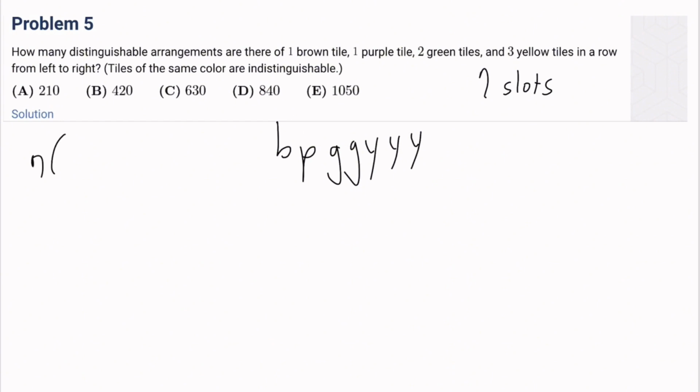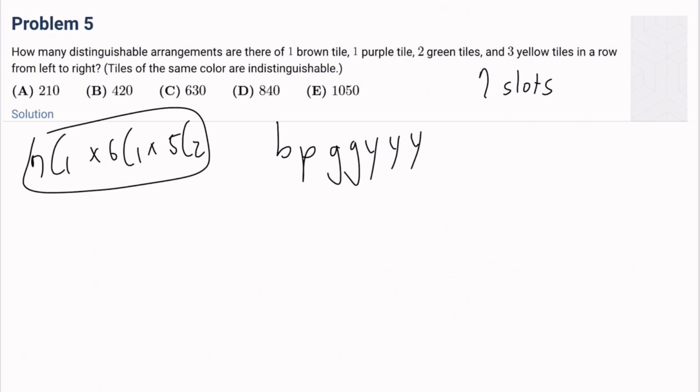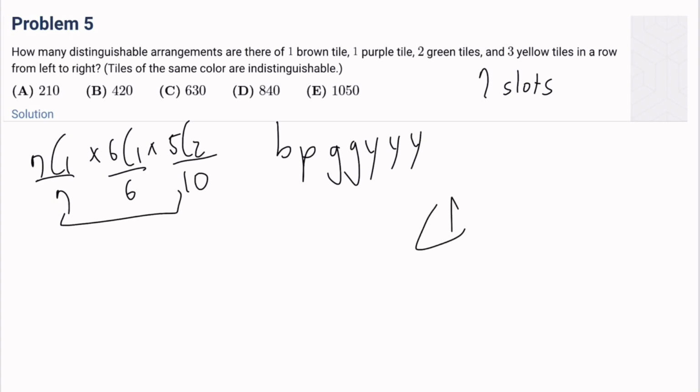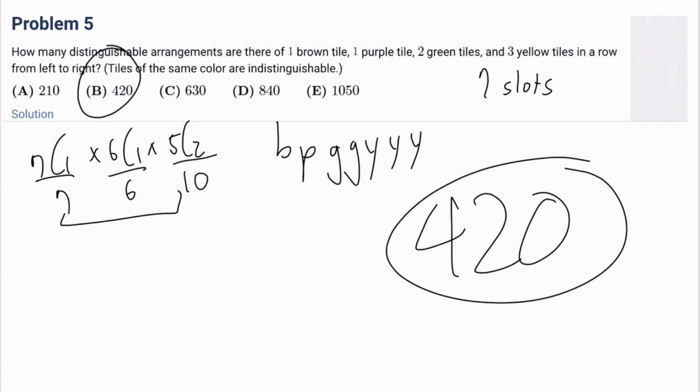So that's 7 choose 1. And then multiply that by, we have 6 slots left. And of those, we will see where the purple one will go. So that's 6 choose 1. And then of the 5 that's left, we will choose where the green ones will go. And so that's times 5 choose 2. And then the last ones are the yellow, so that's 3 choose 3, but that's just 1, so we don't have to write that. So let's just take it out. And so this is what we want to calculate. This is 7, this is 6, and 5 choose 2 is 10. So 7 times 6 times 10 gives us 420, so that is the answer, it's B.